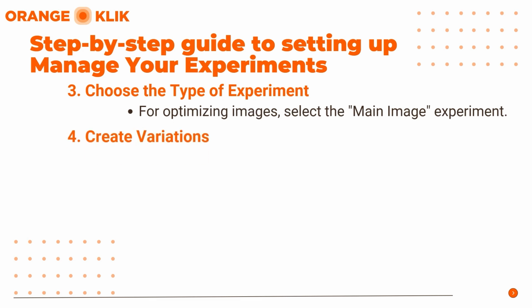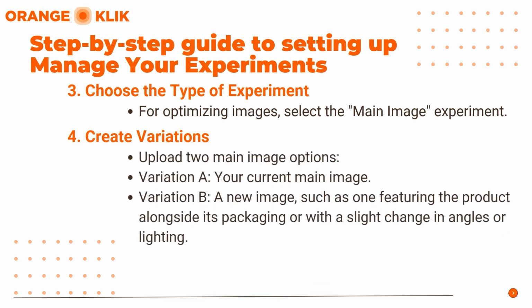Upload two main image options. Variation A, your current main image, and Variation B, the new image, such as one featuring the product alongside its packaging or with a slight change in angles or lighting. Ensure both images comply with Amazon's main image guidelines, including white background, product-centered, no props or text.